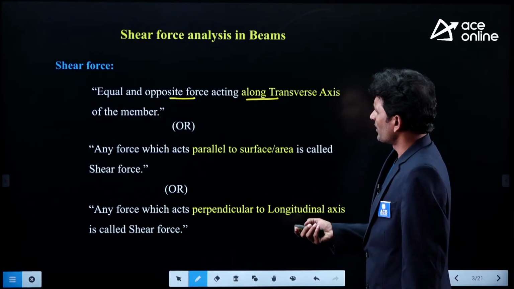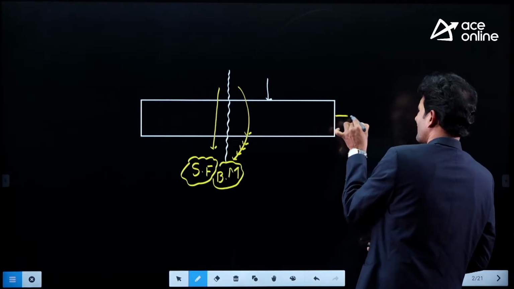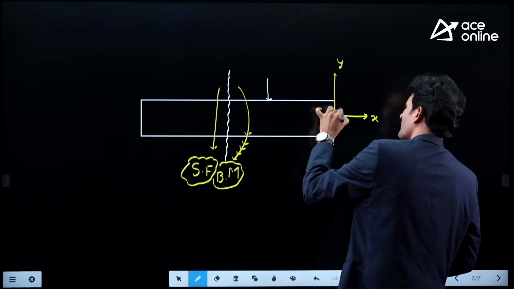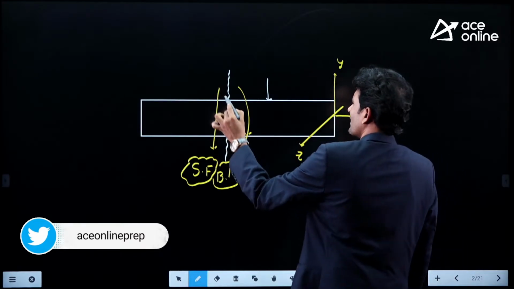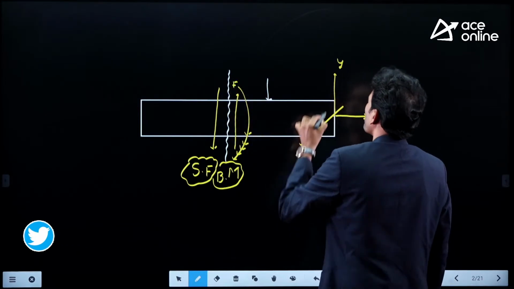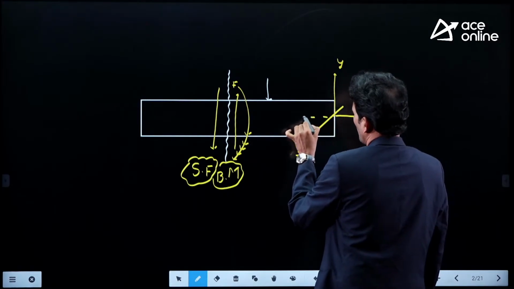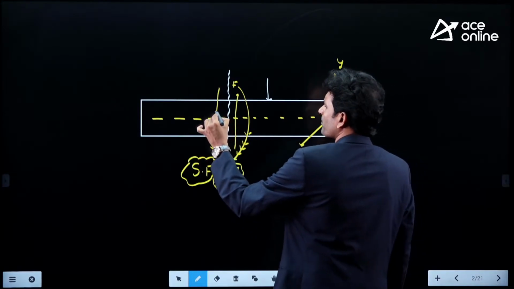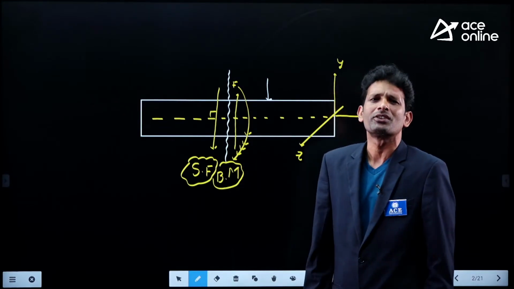Now, you can take this one. If I take a beam something like this, this is the cross section of the beam, this is the longitudinal axis, this is the vertical transverse axis, and this is the horizontal transverse axis. Shear force is the equal and opposite force at any section that is acting parallel to your transverse axis. When I speak of this force with respect to the longitudinal axis, it is nothing but equal and opposite force which is perpendicular to the longitudinal axis of the member. We call that a shear force.